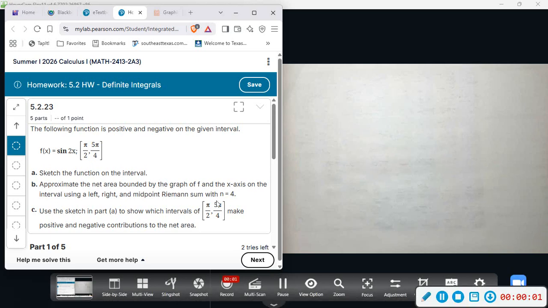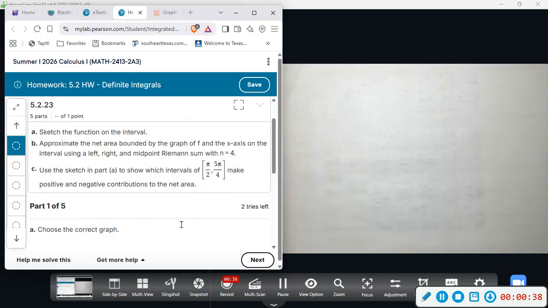All right, number 5, it says the function is positive and negative on the given interval. We're going to sketch the function. We're going to approximate the area bounded by the graph of f and the x-axis using left, right, and midpoint Riemann sums with n equals 4. We're going to use the sketch in part A to show the intervals of pi over 2 to 5 pi over 4 make a positive contribution to the net area.